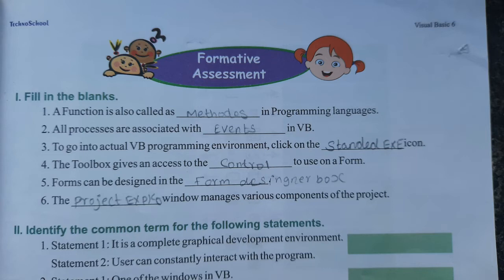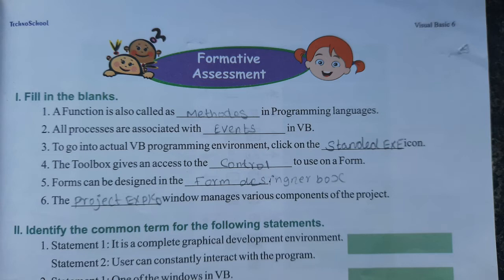So these are the answers for the fill in the blanks. Look at the picture, read the question twice, understand the question, and write your answers in your CW. Clear? So shall we move to the next Roman?